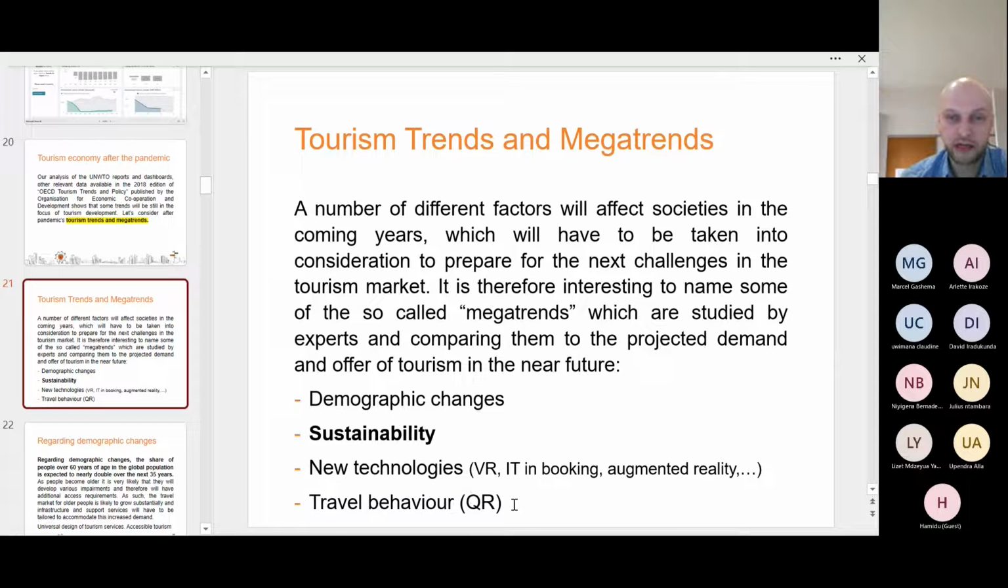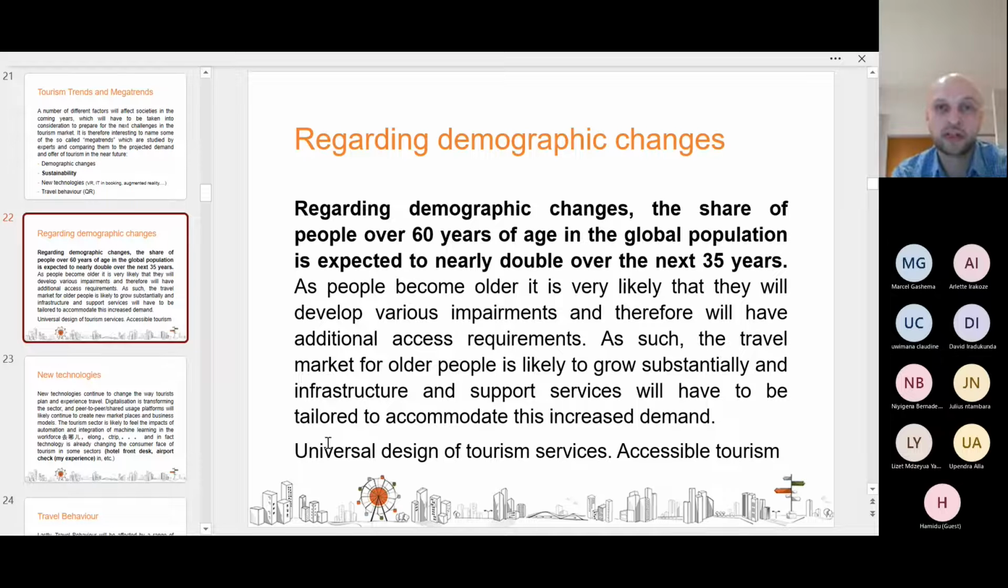Then travel behavior is the next one. So as you see, sustainability is one of the mega trends that is here. As you remember, our topic is sustainable tourism and sustainable marketing. So let's talk about demographic changes.